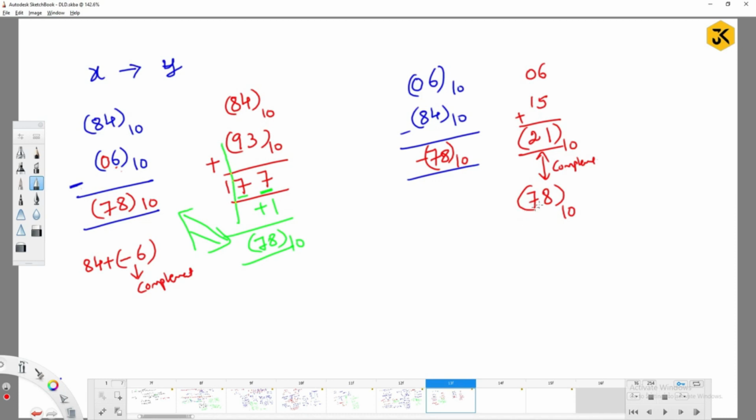What about negative? How can we tell whether it is a negative number or not? See, observe here, this is the normal 6. Normal 6 means normal base x. Is it okay? And this 15 is what? The complement of one number called y. I am assuming that 6 is x and 84 is y. What is the complement of y? 15, okay.